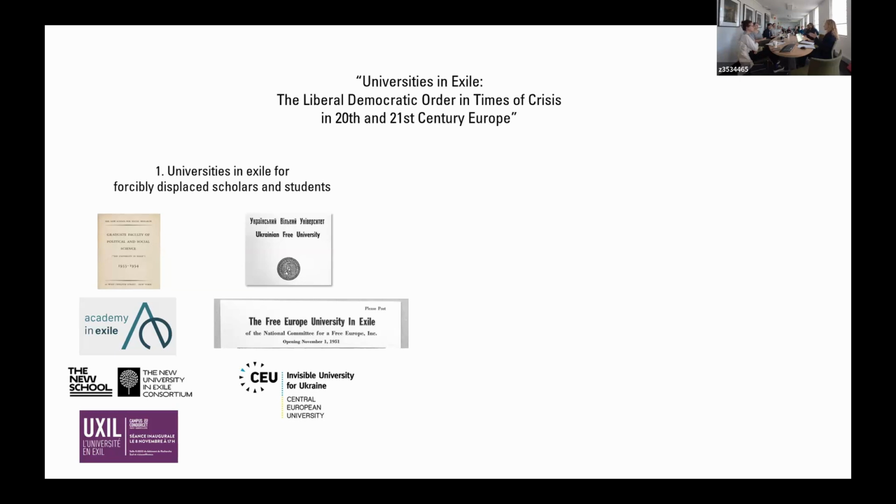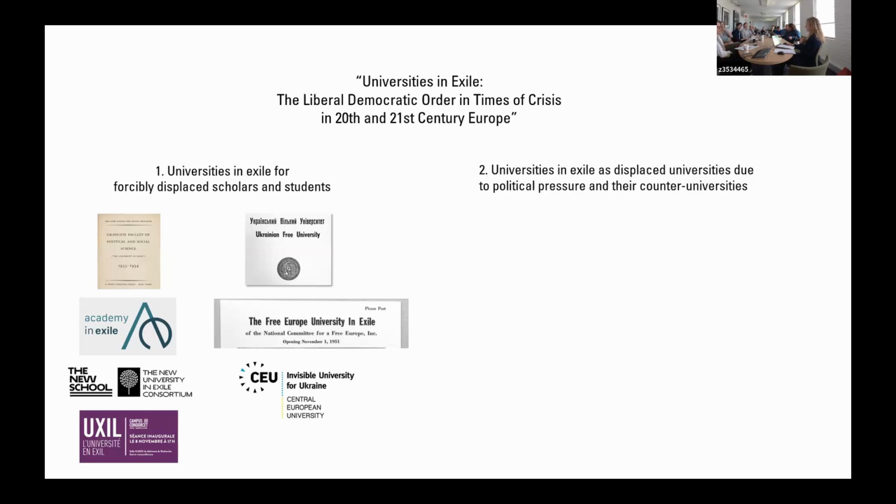And the other group of universities in exile for displaced persons is the one that had a distinct academic educational program, and they act as a counter-university to set up a substitute higher education institution in exile. So this is the example of the Ukrainian Free University, Free Europe University in Exile, and the Invisible University of Ukraine. And there is another context in which we can talk about university in exile, and these are the displaced universities who had to relocate their campus due to political pressure, and also the counter-universities which are created in their place.